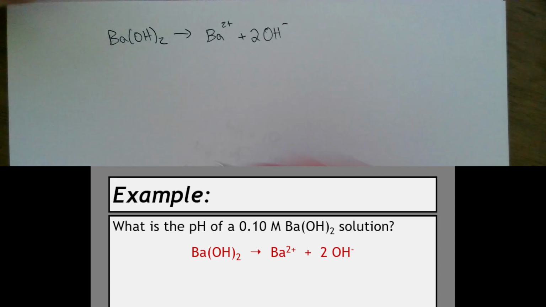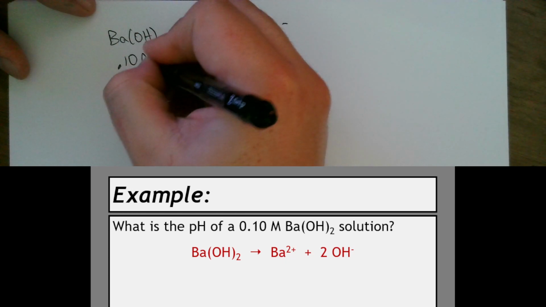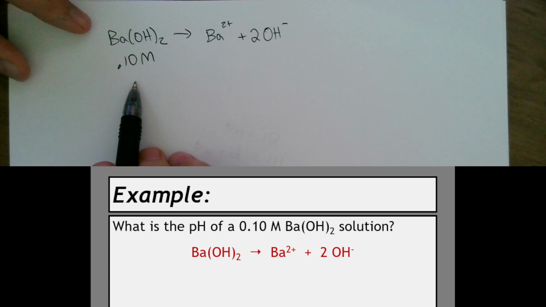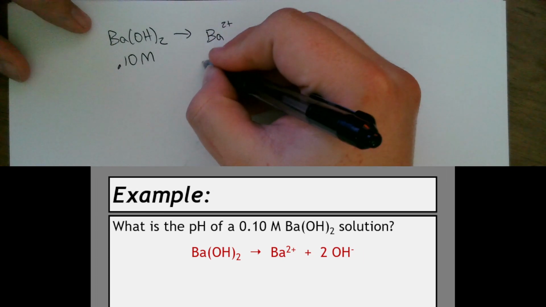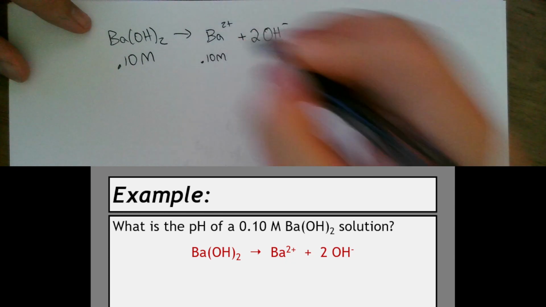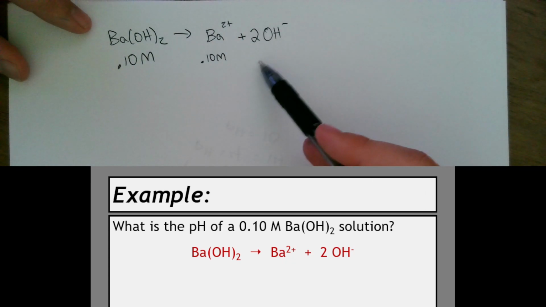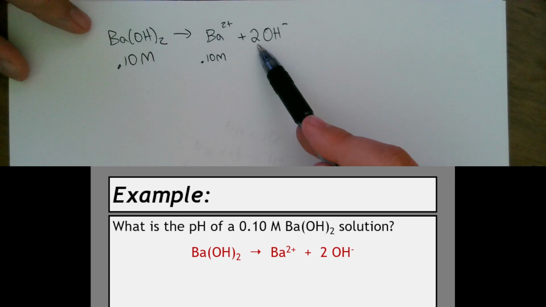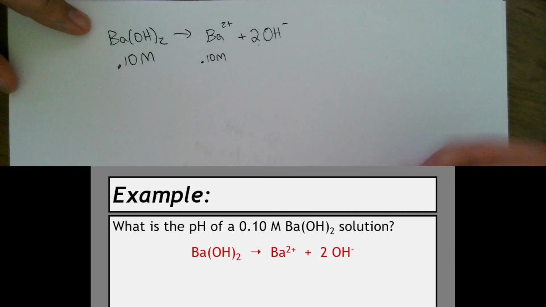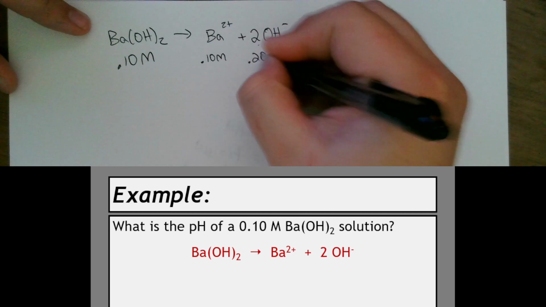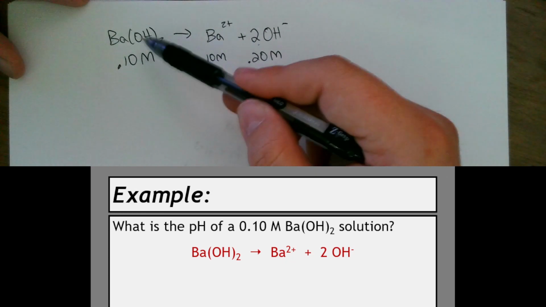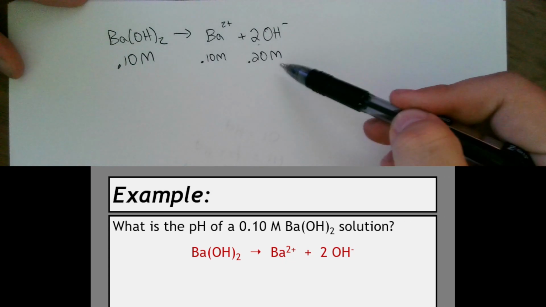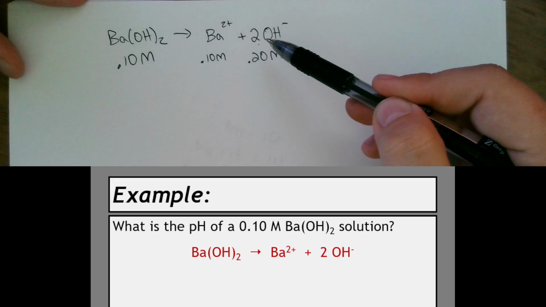Well, that's fine. I have a 0.10 molar barium hydroxide solution. And this is going to fully split apart. So this is going to split into 0.1 molar barium. And it would be 0.1 molar hydroxide, but my stoichiometry here says that I make 2 for every reaction. So it's actually going to be 0.20 molar hydroxides. This 0.1 molar barium hydroxide splits into 0.2 molar hydroxides because it makes 2 every time it splits apart.